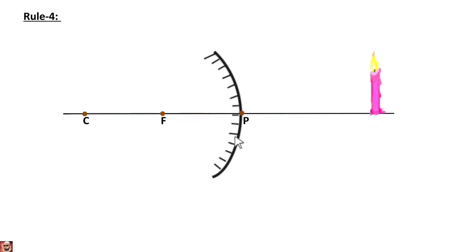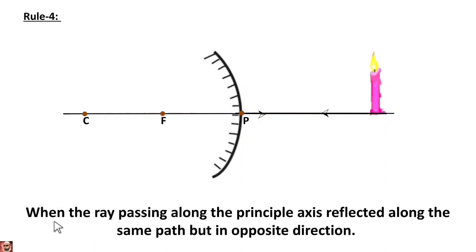When the incident ray is passing along the principal axis, it will reflect in the same path but in the opposite direction. So these are the 4 rules to construct the ray diagram for a convex mirror. But here in the convex mirror, we will get only 2 ray diagrams. Let's see what the 2 ray diagrams are. Ray diagrams for formation of images in a convex mirror.